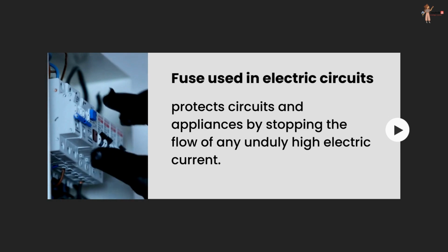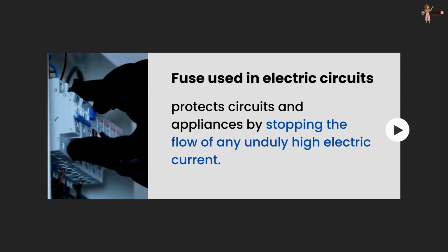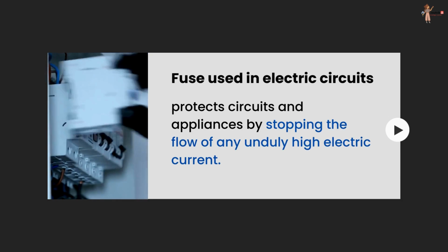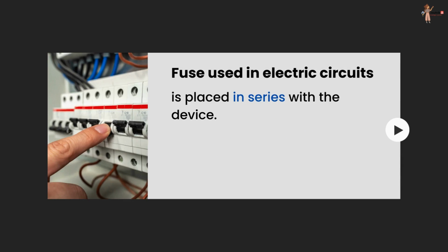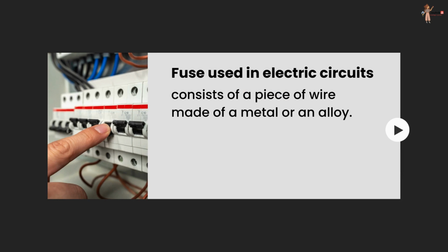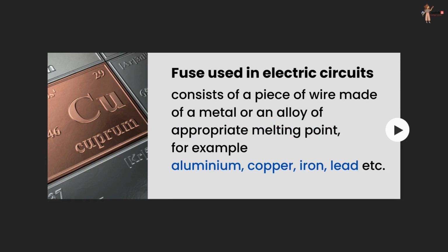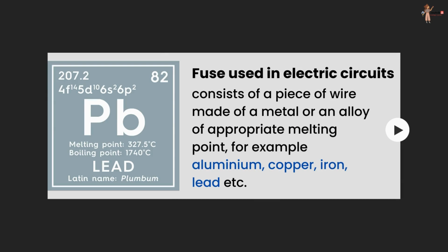It protects circuits and appliances by stopping the flow of any unduly high electric current. The fuse is placed in series with a device. It consists of a piece of wire made of a metal or an alloy of appropriate melting point. For example, aluminium, copper, iron, lead, etc. Note that the melting point of lead here is 327.5 degrees Celsius.